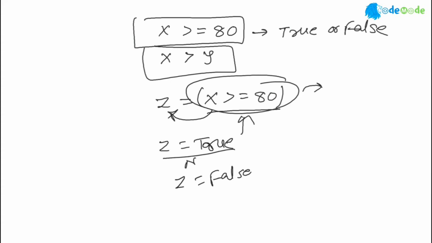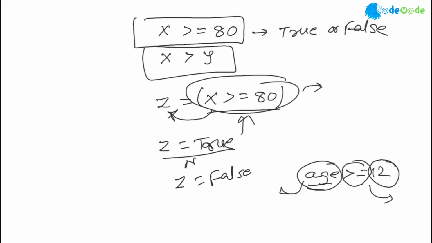Wait, does x have a set value? Yes, it can be any value. For example, I say age equal to 12. Age can have any value, it doesn't matter. If age is 12 or more, you will do something, otherwise you will do something else. It depends on what value age has. You can enter your age, I will enter my own age. Okay, age is a variable. So usually a Boolean expression has this structure: you have a variable, then a conditional operator, and then a value or a variable. So this will usually be a variable.